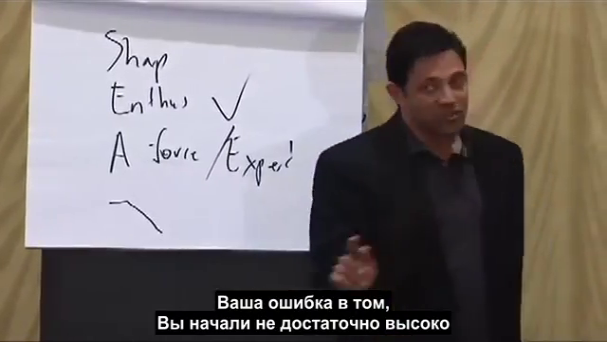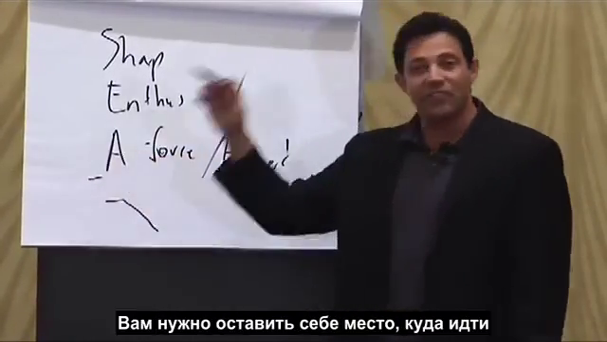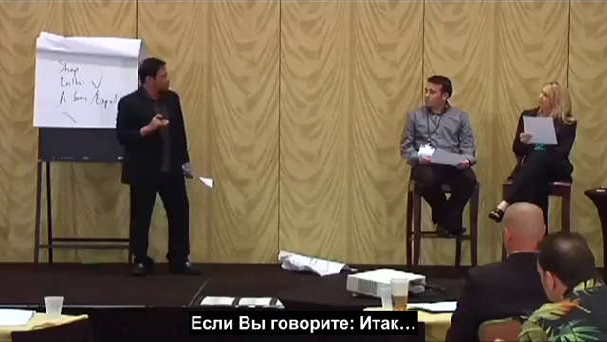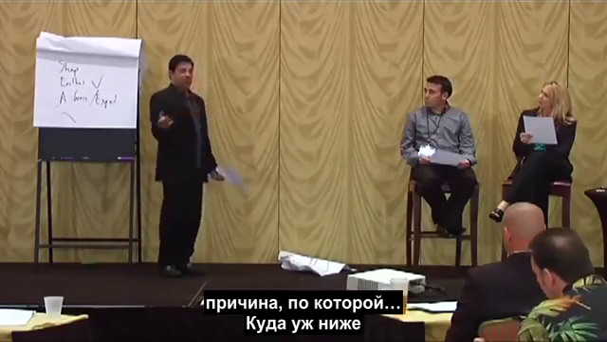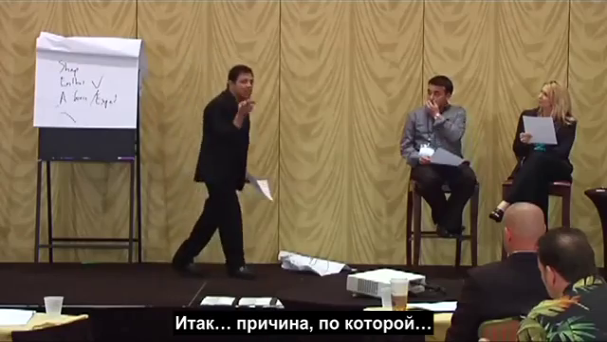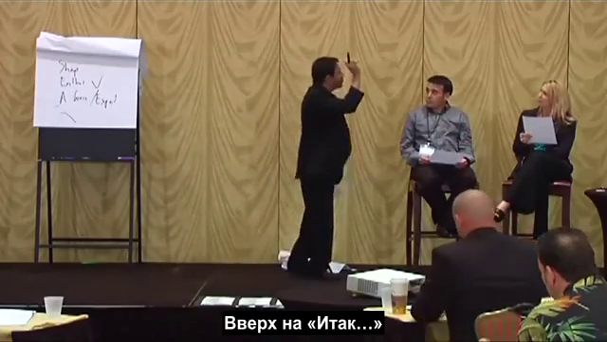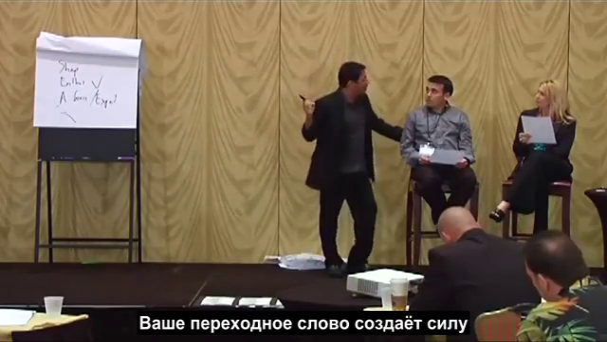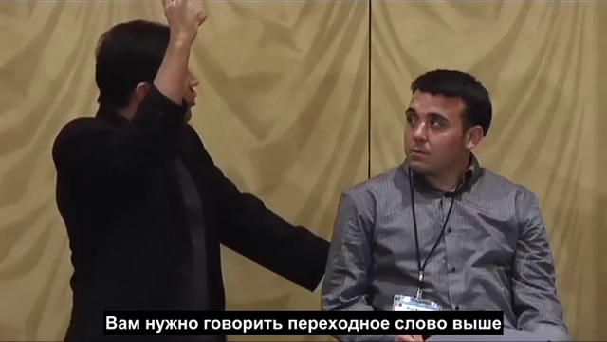The mistake you have is you're not starting off high enough. You have to give yourself a place to go. So if you say, well, the reason for the, you can't get there. It's like, well, the reason for the call. So you go up on well. Your transition word creates the power for your next phrase. So if your transition word is going to go to a state of scarcity, you want to say your transition word higher and then drop down, okay, to the secret to scarcity. So say, great, well. Okay, great. Well, the reason for the call today is... Say the reason for the call today.